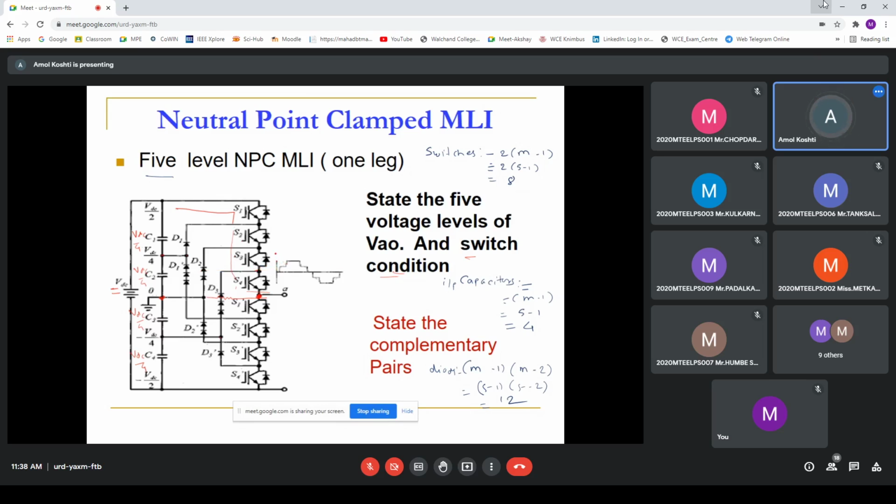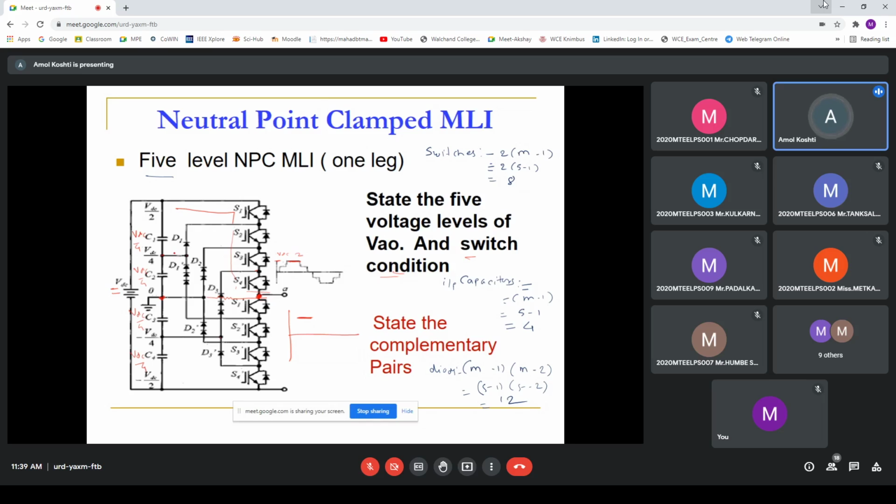So you just see here the waveform is also shown here. Initially that VDC by 2 appears here in this way. So this value of voltage is VDC by 2.